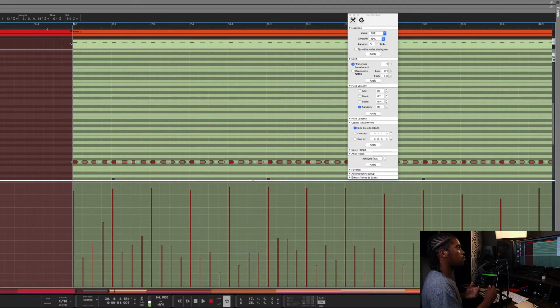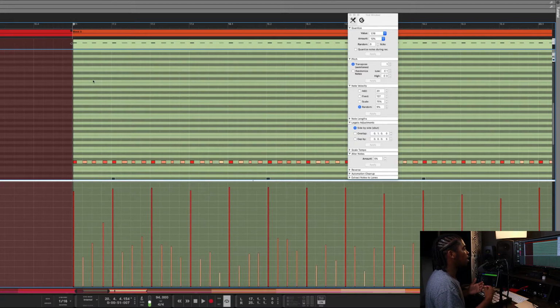Probably one more. And as you see, instantly it is fixing the MIDI notes to their closest grid lock, but it is not destroying my groove. It is not destroying my swing by literally grid locking all of my MIDI notes to the quantization value. That way we keep the swing that we had, we keep the groove that we had, but we are tightening our playing.